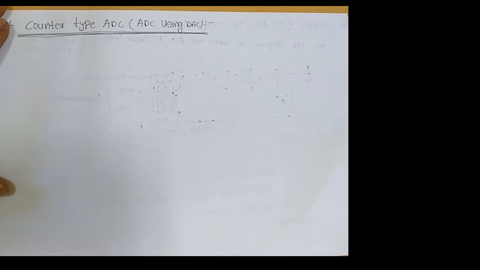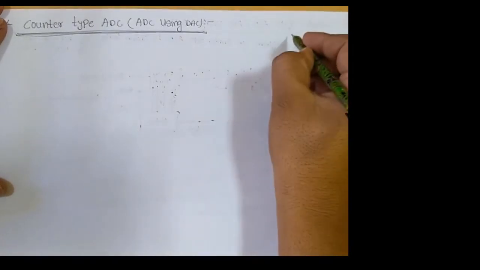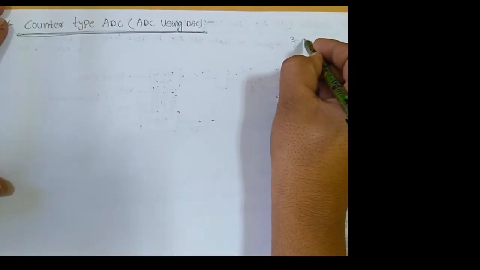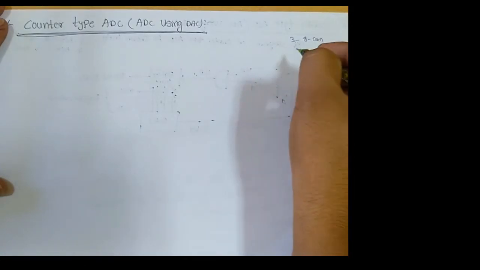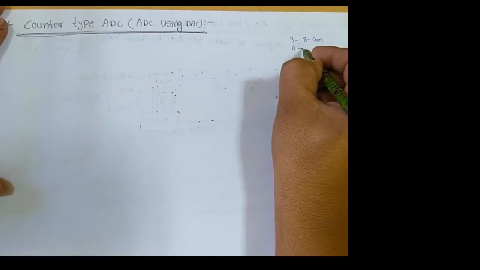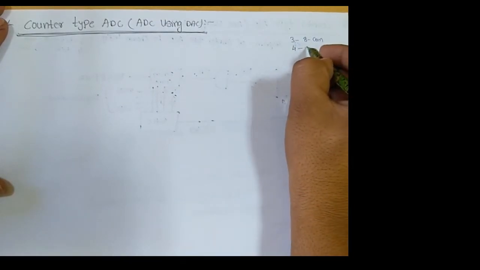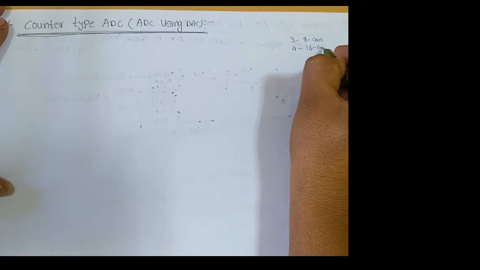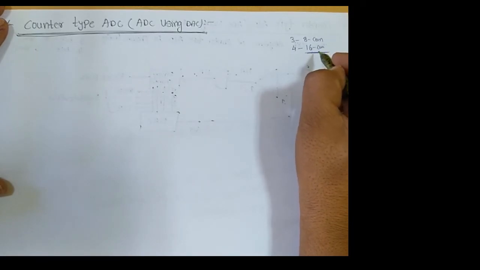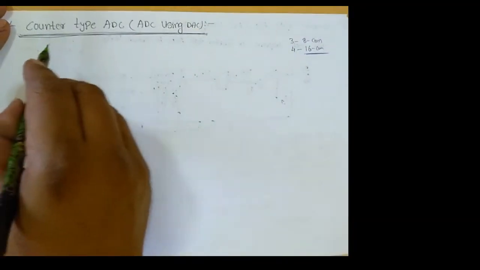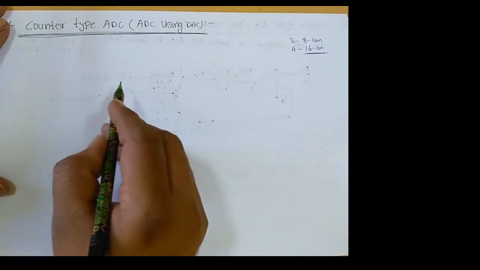In the last class we studied the flash type ADC. In that circuit, to obtain a 3-bit digital output, we use 8 comparators. For example, if I want to obtain a 4-bit digital output, we use 16 comparators. So here the circuit complexity increases. We need to avoid this issue, so we are studying the counter type analog to digital converter.